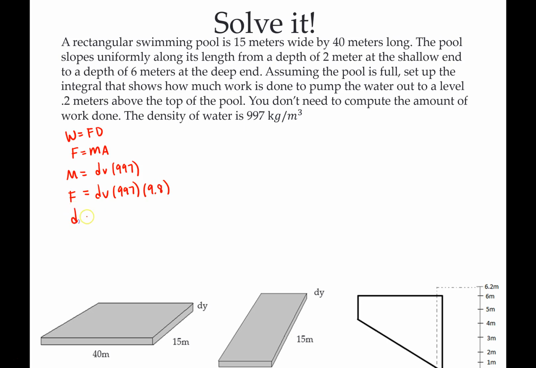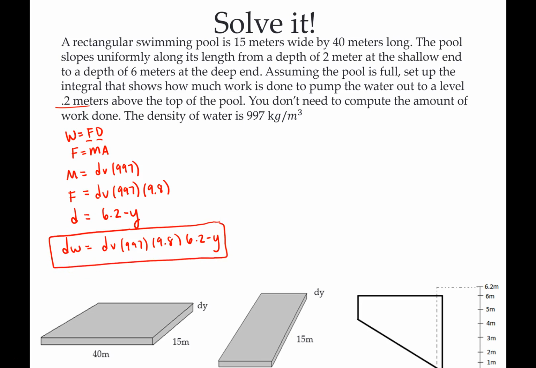All right, now my distance, as you're looking at the steps, is going to be, I'm trying to get to 6.2 meters, so it's going to be 6.2 minus y. Now my dW, my work, is force times distance. So that's going to be a force, which is going to be dV times 997 times 9.8, and then I'm going to times it by my distance, which is 6.2 minus y. At this stage I'm going to block off my work here.